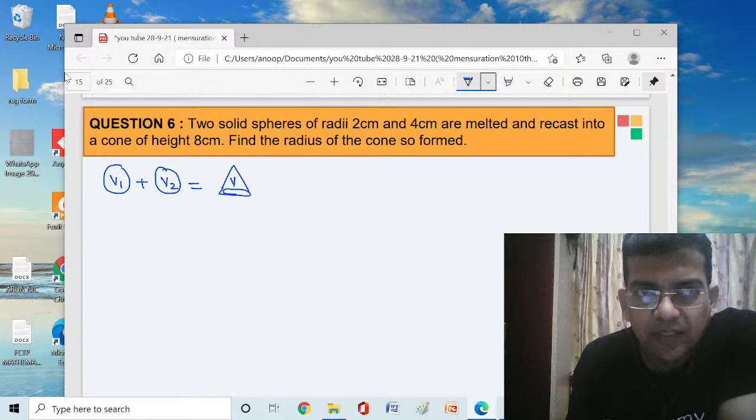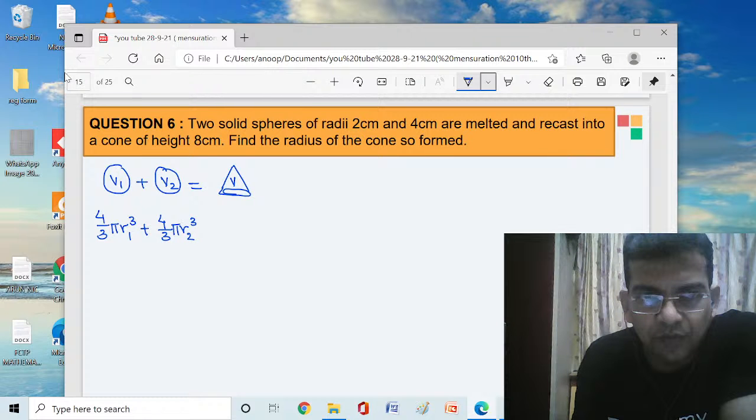Okay, so let's write the formula. On the left side I am going to write formula for the volume of spheres. 4 by 3 pi r1 cube plus 4 by 3 pi r2 cube is equal to 1 upon 3 pi r square h. So I can take 4 by 3 pi common, right?